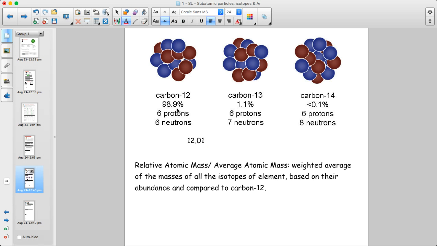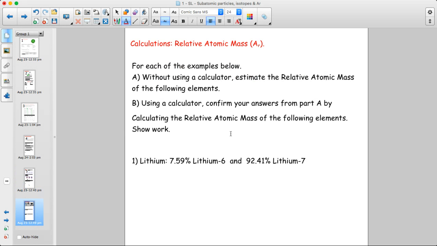Because it's 99% carbon-12, the average mass of a carbon atom is very close to 12, but these heavier isotopes do pull the average up slightly above 12. Not very significant in carbon's case, but it is more significant in other elements' cases. So a very common question type is to have you calculate the average atomic mass, the relative atomic mass, given isotopes and their percent abundances.